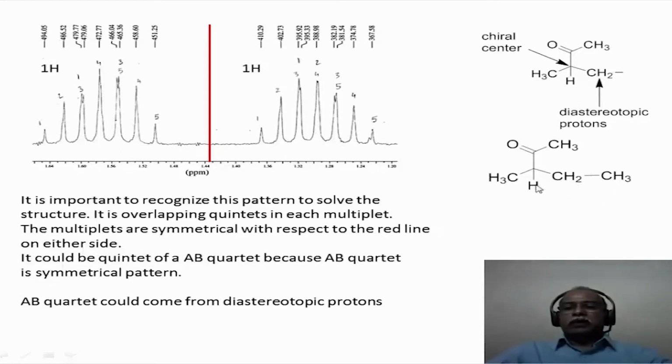If it is further split into a quintet, then the structure must be like this. You have 4 hydrogens which are adjacent to the CH2 hydrogen. So the CH2 hydrogens will couple with each other first of all to form an AB quartet, and the AB quartet will be further split into a quintet. So AB quartet times a quintet will be a 20 line pattern. There are 10 lines on this side which are overlapping with each other, and 10 lines on this multiplet also. So it is important to recognize this particular pattern to solve this structure. The overlapping quintet in each multiplet is what is to be recognized in this kind of signal.